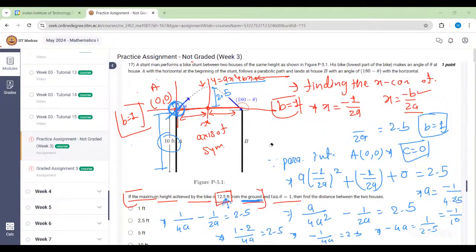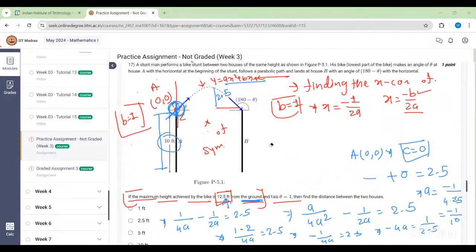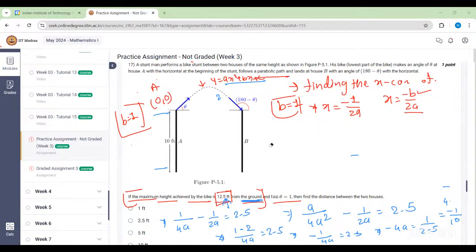So now we have all the values, the value of a, b, and c, and now we can find out the expression for the axis of symmetry. We have the value of b is 1, the value of a is minus 1 by 10, and the value of c is 0. So now the axis of symmetry, or the x coordinate of the vertex, is minus b by 2a. So that means minus 1 by 2 into the value of a, which is minus 1 by 10.